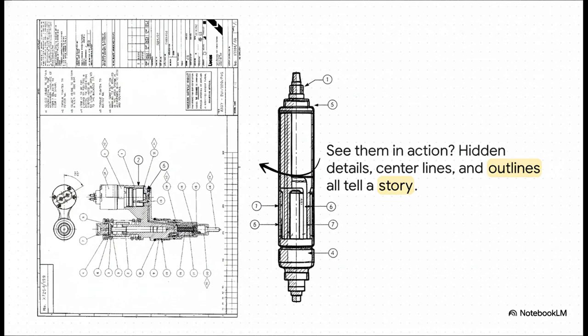Okay, so check this out. Here's how it all comes together in a real professional drawing. This is a fuel injector. You can see it right there. The solid outlines, those dashed lines showing the hidden channels deep inside, and the center lines marking every single circular part. It's literally a complete visual story, told without using a single word.